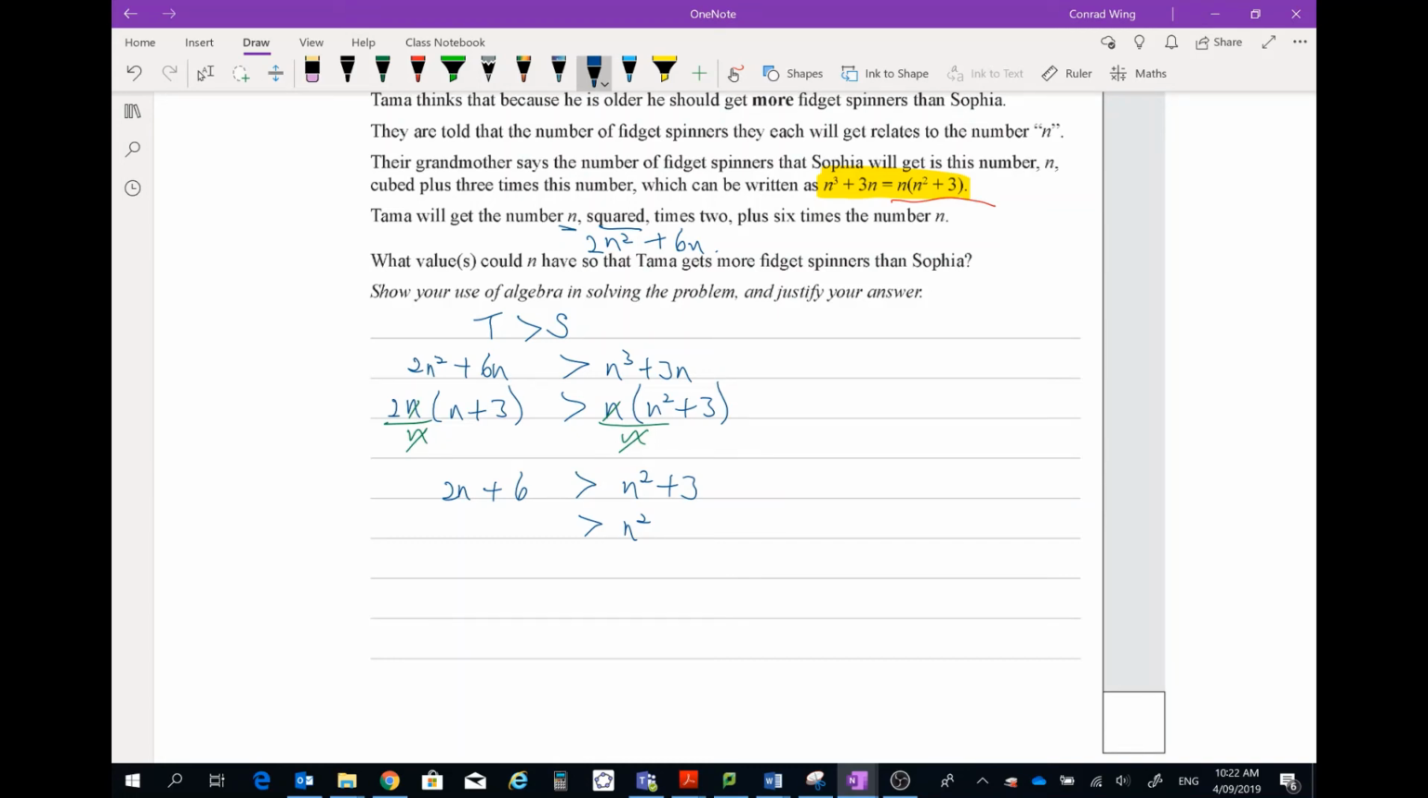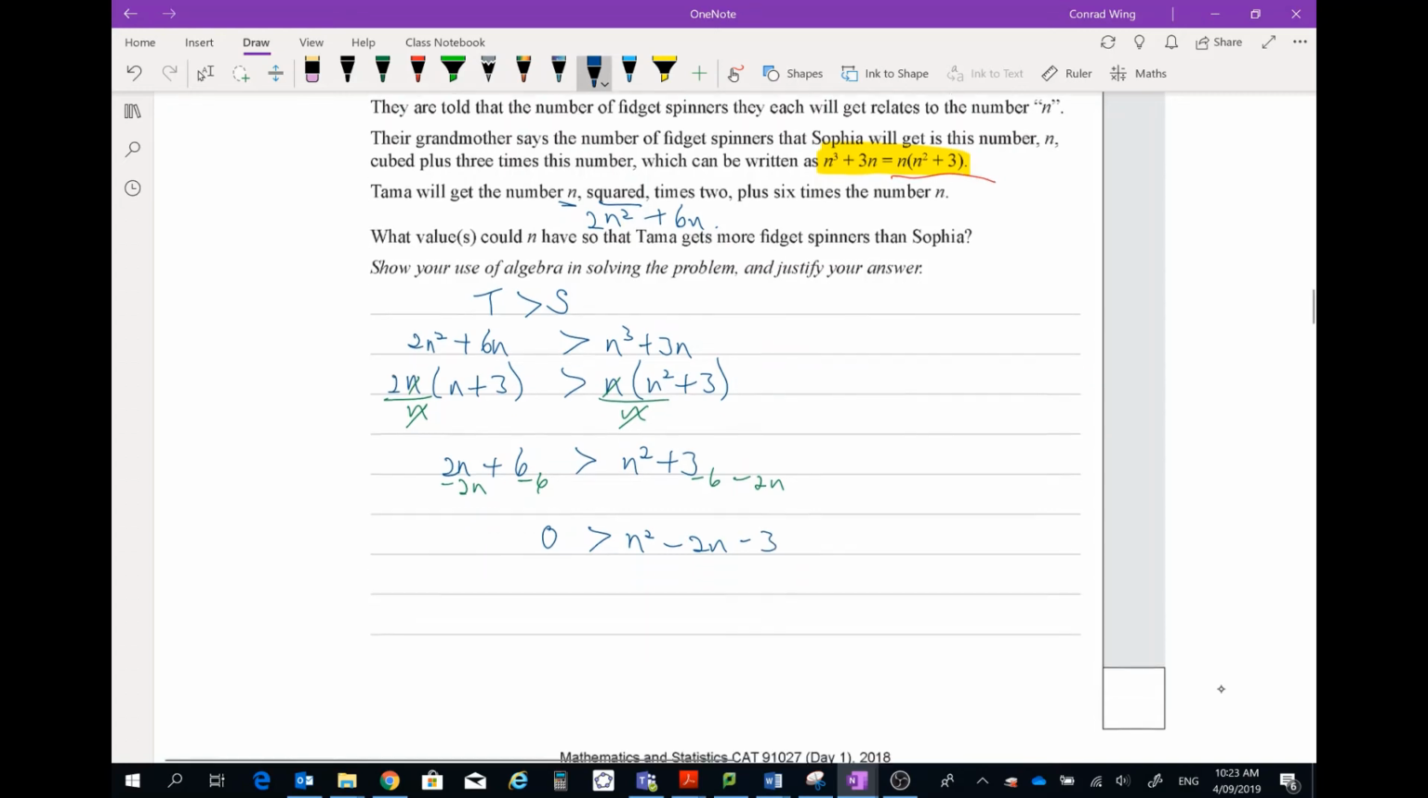Subtract 3. What do I subtract from both sides? 3, to get rid of the 2n plus 6. Take away 6. And what else do I take away? Take away the 2n. So on this side I take away 2n. Alright? So on the left hand side, you've got nothing. You've got n squared minus the 2n's, 3 minus 6 is minus 3. Can you factorize this? Yes.